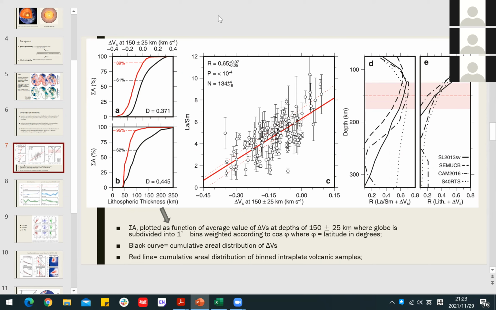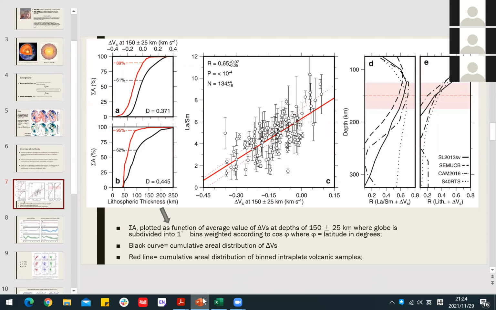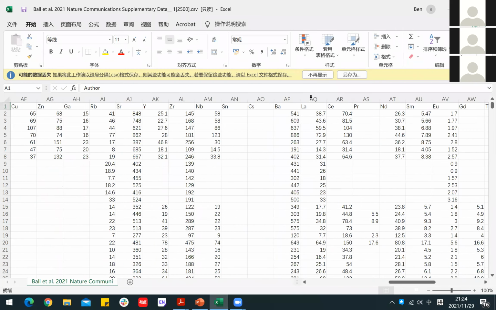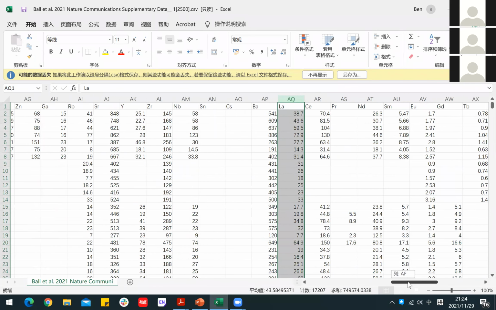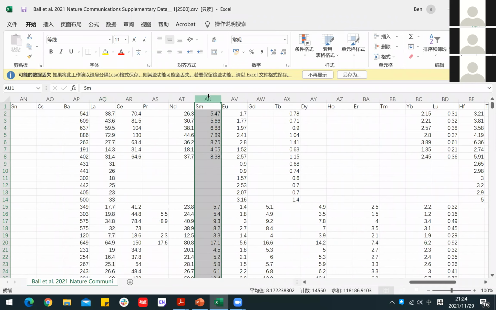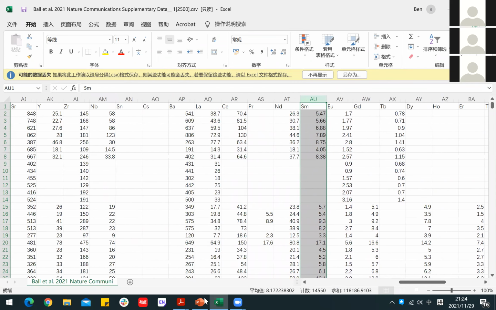Do you guys have more data? La/Sm. They collected how many samples? Like 20,000 samples or so, right? Yeah, 20,000, but not all have the La/Sm. There's 17,000 La and 14,000 Sm. I think at most 14,000 La/Sm ratios.